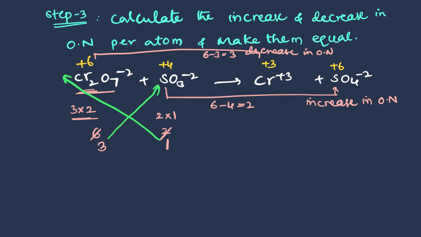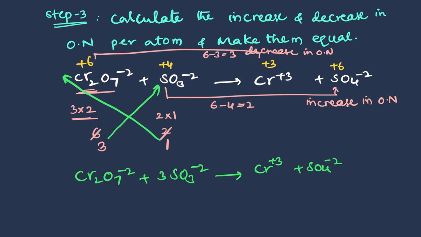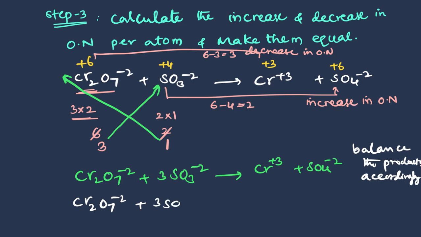Based on this, I can write Cr2O7 minus 2 plus 3SO3 minus 2 gives rise to Cr plus 3 plus SO4 minus 2. Now balance the products accordingly, meaning according to the reactants. Here 2 chromiums are present, therefore multiply by 2, and 3 sulfurs are on the left side, therefore multiply by 3.